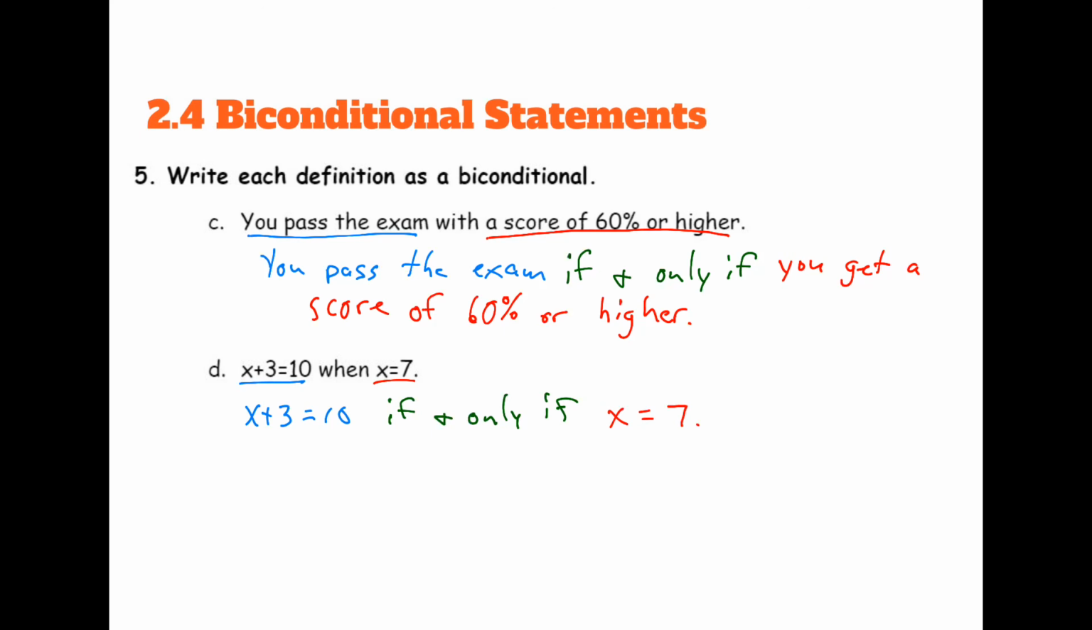All right, there is 2.4 for you. I know it's a lot of writing. Tomorrow, with 2.5, we're actually going to start proofs a little bit. So we'll get into a little bit more algebra with algebra proofs. So we'll move on to 2.5.